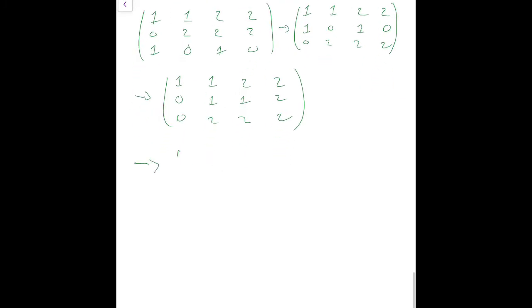Okay, and now I'm going to subtract 2 times the second row from the third row. So this is 1, 1, 2, 2, 0, 1, 1, 2. 0 minus 0 is 0. 2 minus 2 times 1 is 0. 2 minus 2 times 1 is 0. 2 minus 2 times 2 is minus 4.